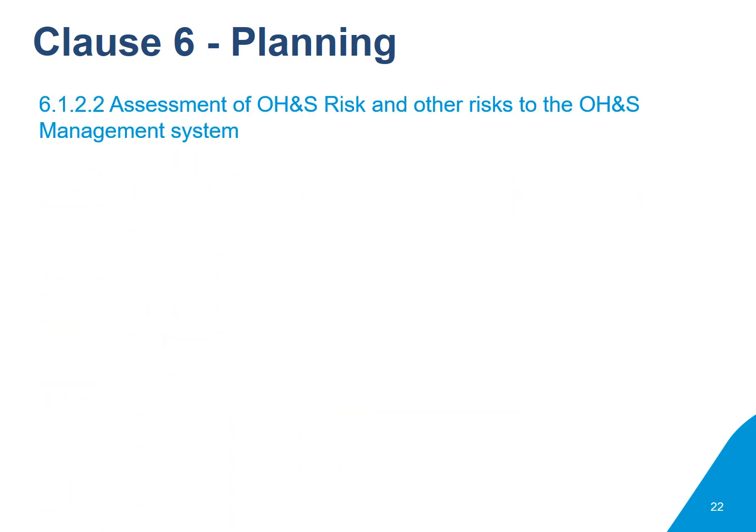Moving through to look at clause 6.1.2.2, the assessment of occupational health and safety risks and other risks to the occupational health and safety management system. So I guess when that title talks about other risks, I would assume we're talking about things like changing process, changing machinery, maybe new starters, could be an increase in orders or perhaps a decrease in orders may represent other risks to the occupational health and safety management system.